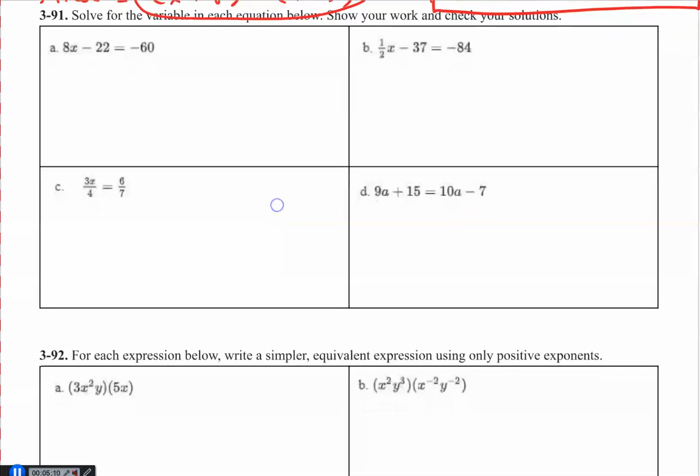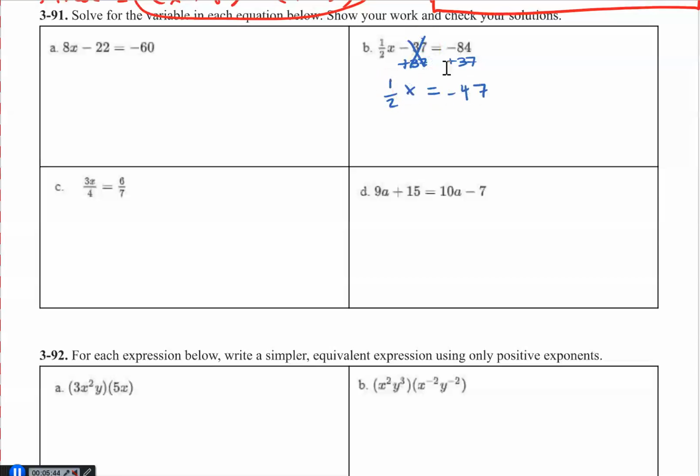3-91. Solve for x, show your work, check your solutions. Let's try B. I'm going to isolate x, and to do that, I'll add 37 to each side. Negative 84 plus 37. Let me use a calculator so I don't make a mistake here. It's going to be negative 47. And then we have the equal sign. This is a zero pair, so that cancels.